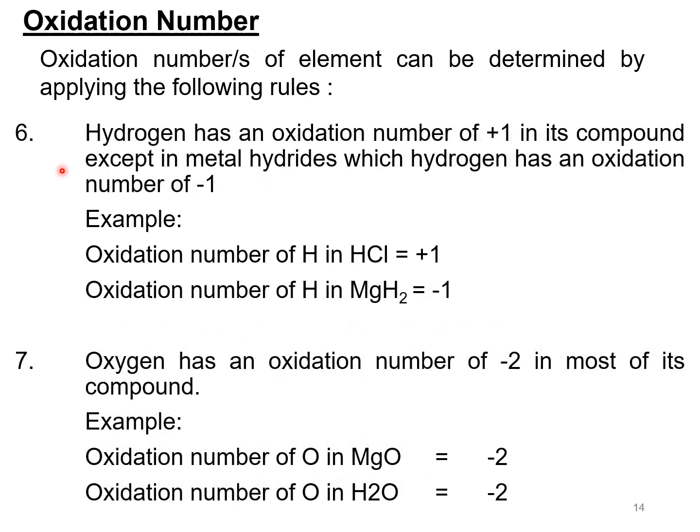Next rule, untuk tahu oxidation number for hydrogen in its compound, it will always be positive 1. Unless kalau hydrogen tu dia pair up dengan metal, makanya dia akan jadi negative 1. Okay? Untuk oksigen pula, tak kisahlah kalau dia pair dengan metal ke dengan non-metal, it will always be negative 2.